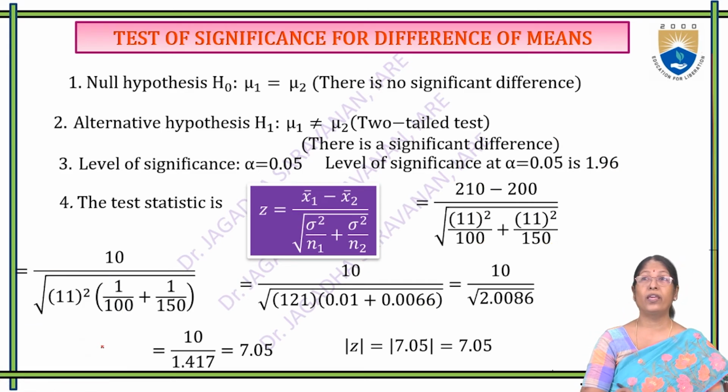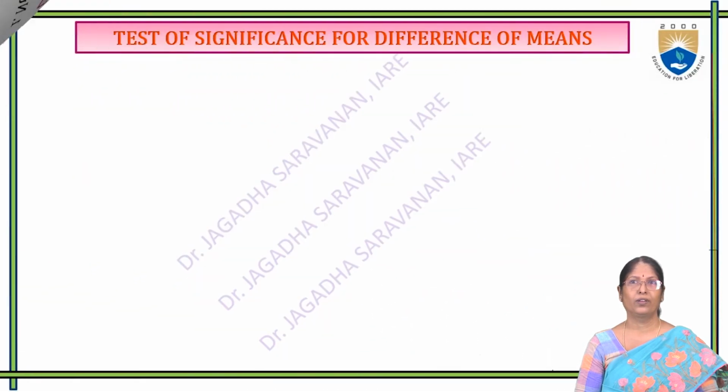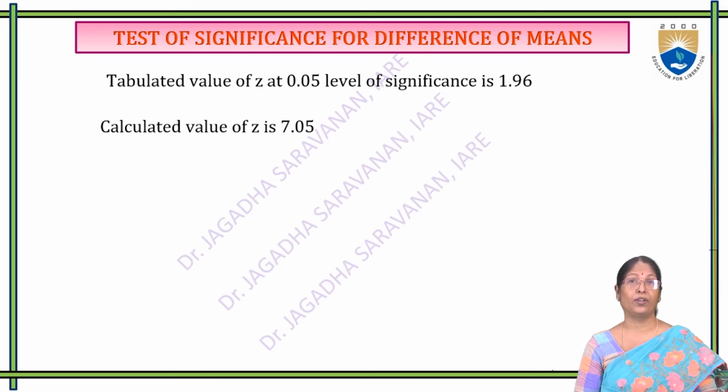So we can take a decision whether we have to accept or reject the null hypothesis. Tabulated is 1.96, calculated is 7.05. It is rejected. So there is no difference, we are saying. Sorry, that is wrong according to this problem. So how can we put it in the presentation?